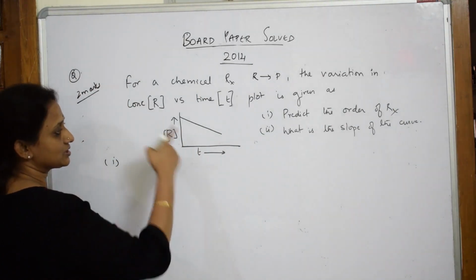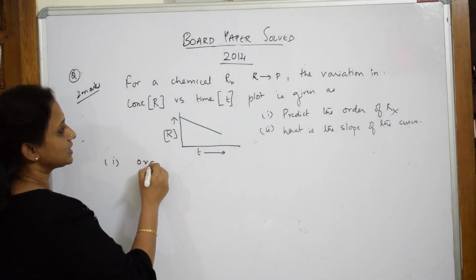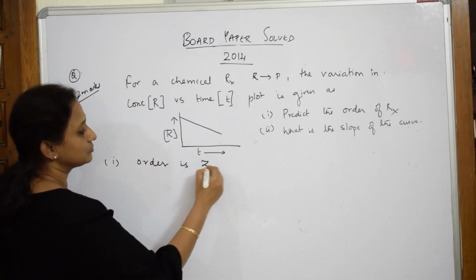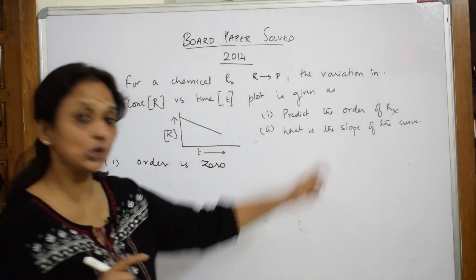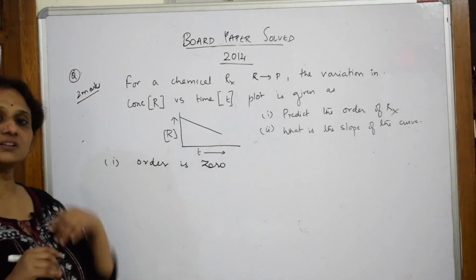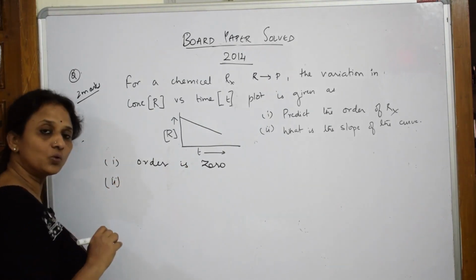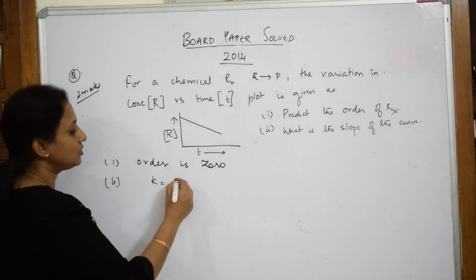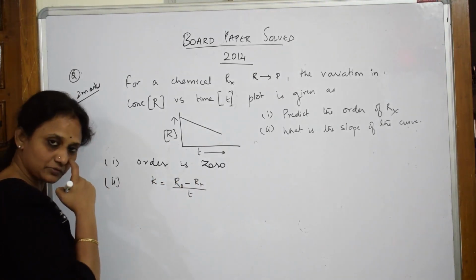Zero order reactions, remember? So the order of the reaction, so what do they ask us? Order is 0. For zero order reactions, you get negative slopes. Let us see. So what is the slope of the curve? So they want you to prove whether it is zero order or not. Okay, let us see. For a zero order reaction, what did you write? k is equal to (R naught minus R) by t, isn't it? This is what we have written.